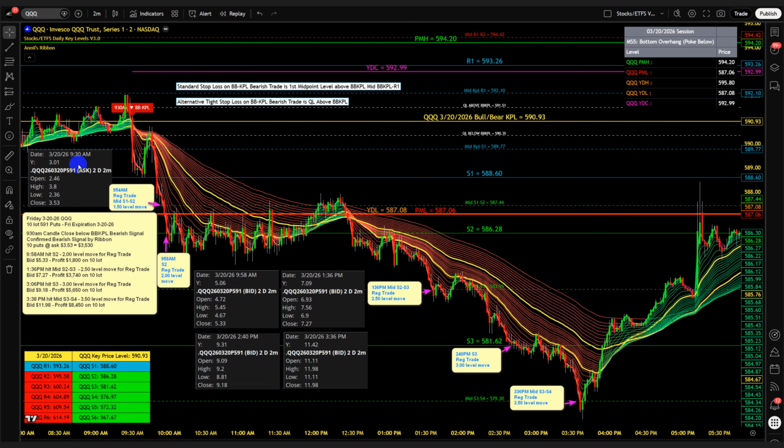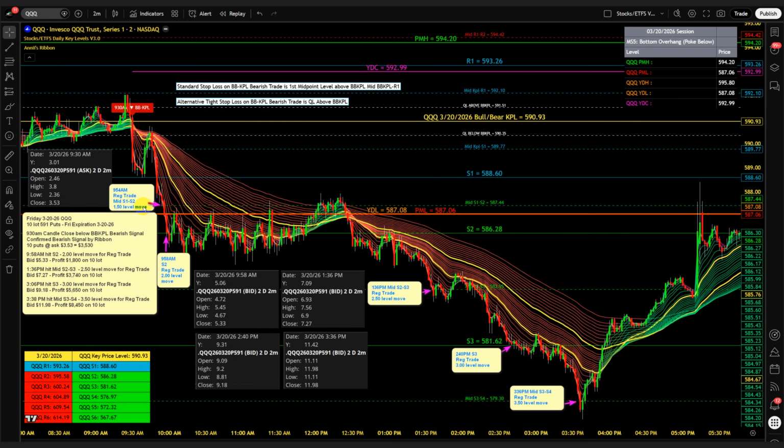Same process as far as the option strikes. We're looking below. We have the standard play closest to this. That is going to be, in this case, the 591 put, because that is the closest to 590.93, the bull bear KPL price. And then for out of the monies, you'd look to the first midpoint level below or the first full level below to get your alternatives if you prefer to do an out of the money strike.